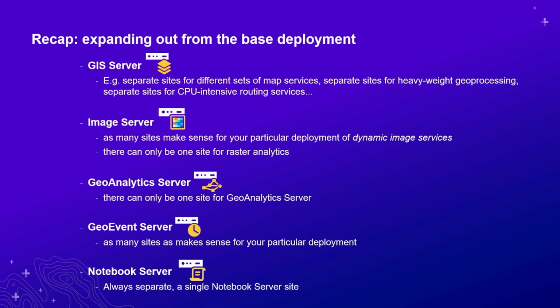GeoAnalytics also follows the Highlander model. There can be only one GeoAnalytics site. The way to scale out GeoAnalytics or raster analytics is by adding more machines to your existing site. You can add as many machines as you want for raster analytics, and for GeoAnalytics you can go from 1 to 3 machines. GeoEvent Server supports having as many individual sites as makes sense for you. You may need additional sites for capacity reasons, for being able to process different streams of incoming observations.